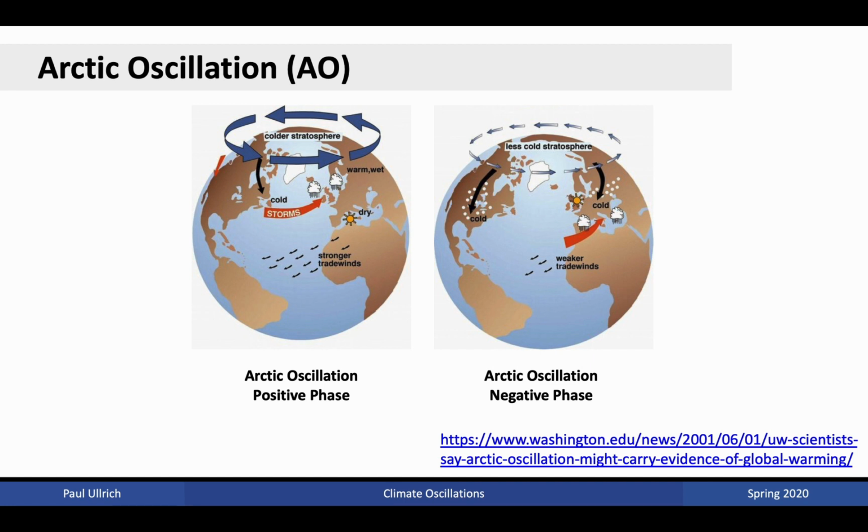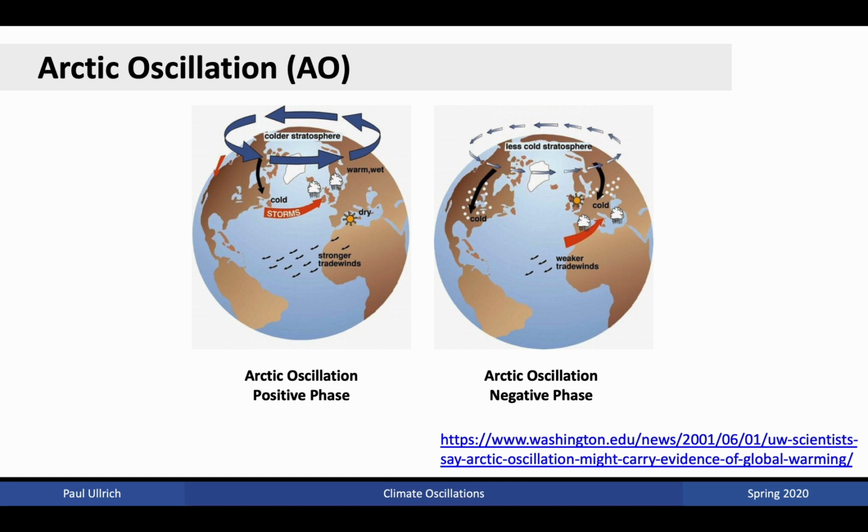Again, during the positive phase, we have a very strong jet that tends to isolate cold Arctic air in the higher latitudes. This is then associated with a stronger storm track, and consequently storms that propagate across the Atlantic, bringing warm and wet conditions to northern Europe. Because the storms are also farther north, southern Europe tends to be drier. This pattern is also typically associated with stronger trade winds.